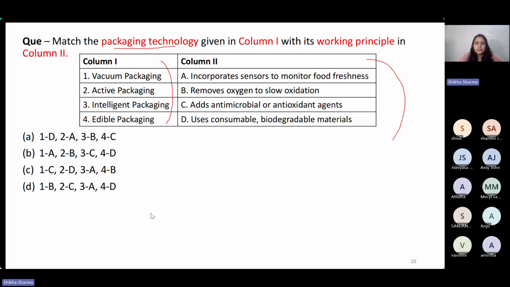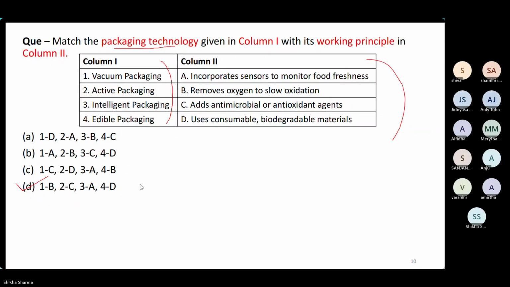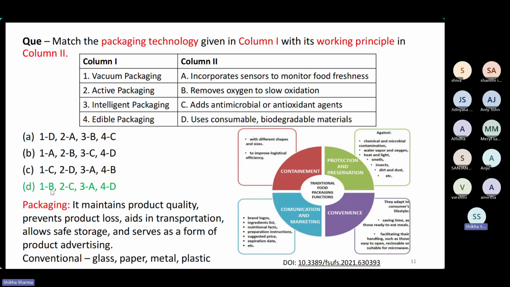Shiva, Anju saying D, the correct answer here. Jitnyasa also saying D. Okay, let's see. So they all are correct. D is the correct answer here.